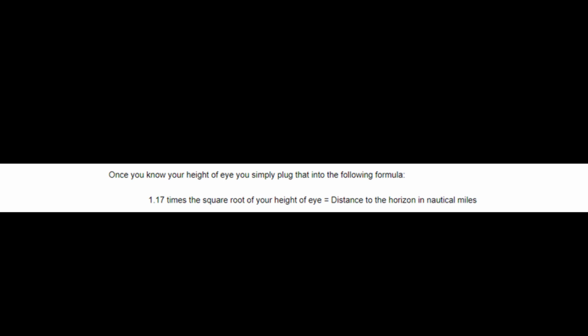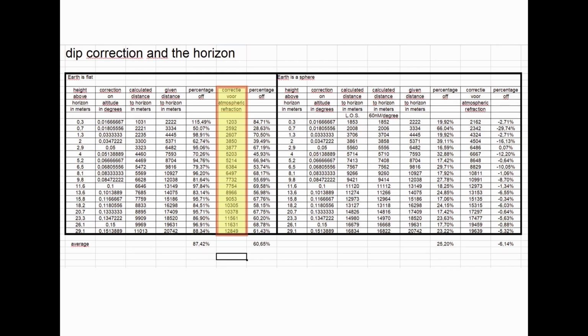Corrected for atmospheric refraction, the deviation on a flat Earth still came out at an average of 60.65%. The calculated distance to the horizon on a spherical Earth came out to be slightly more than 3/4 of the given distance, with an average deviation of 25.2%. After correcting for atmospheric refraction, the deviation was reduced to an average of 6.14%. The distance to the horizon was calculated along the line of sight.